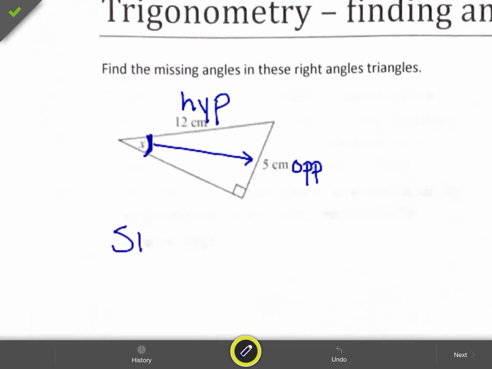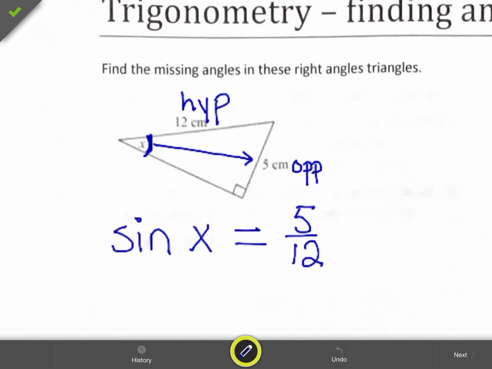That would be sine. So we're going to say sine of our angle, just like we did the other day. Sine of, this time we don't have a number. It's X, or again, whatever variable they want to use, equals, because we are writing an equation, sine of X equals opposite over hypotenuse. So opposite is 5, hypotenuse is 12.